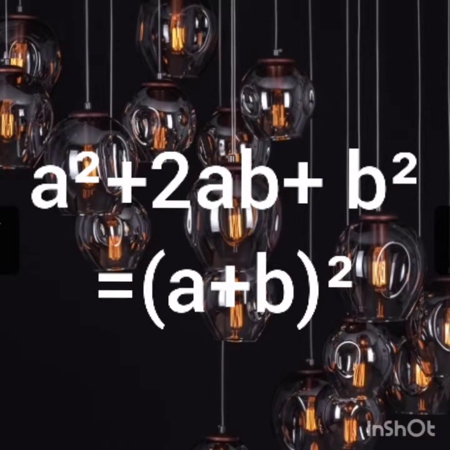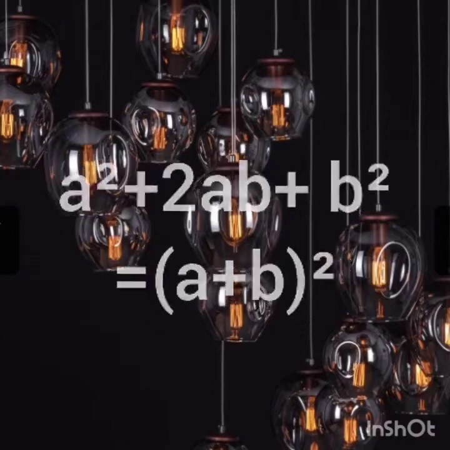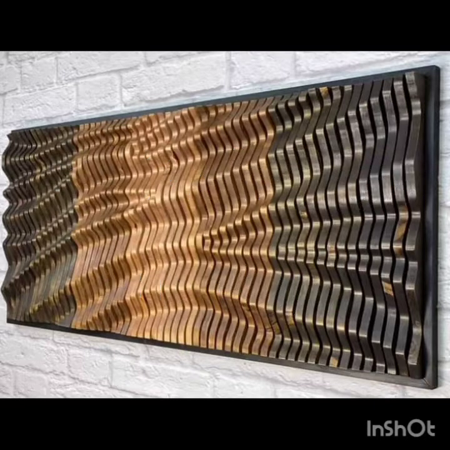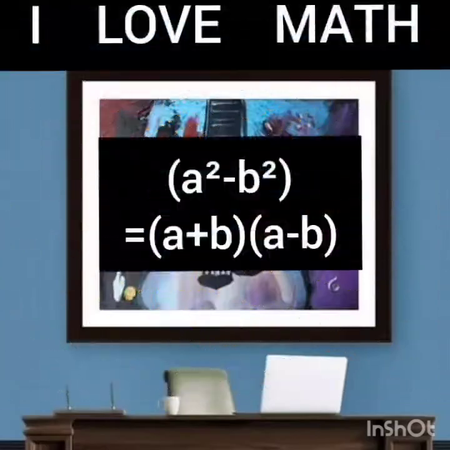First identity, a square plus 2ab plus b square equal to a plus b whole square. Second identity, a square minus 2ab plus b square equal to a minus b whole square. Third identity, a square minus b square equal to a plus b, a minus b.